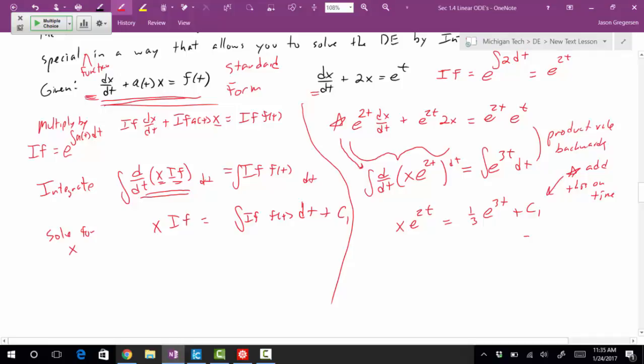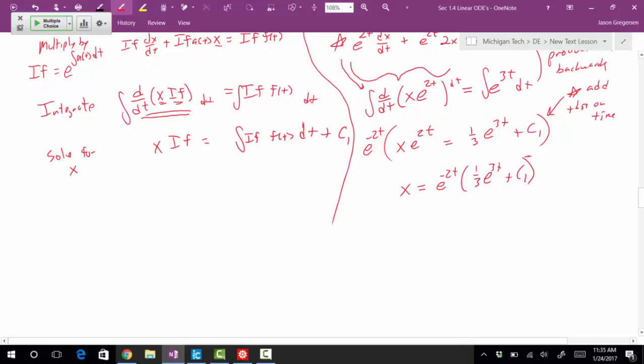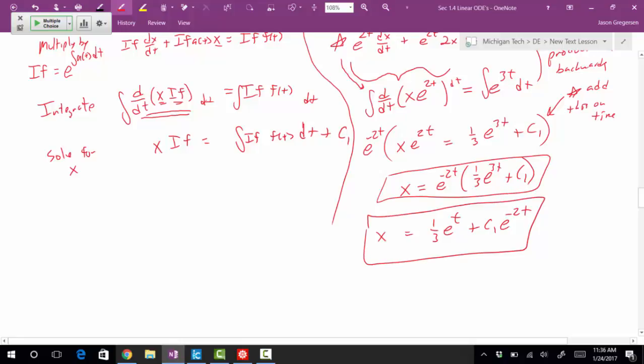Okay. Now what's my next step? Solve for x. I'm going to solve for x by taking everything times e to the negative 2t. If you want to divide by e to the 2t, that's the same thing, same process. Over here, I'm going to get e to the negative 2t times all this stuff, which I can write like that. Or I can write like this. I can distribute that to get 1/3 e to the t plus c1 e to the negative 2t. That would also be okay. Either of these are fine, and there are other forms.